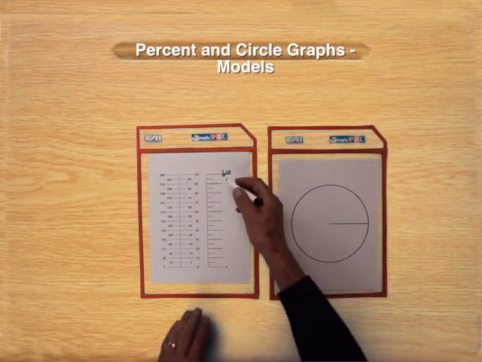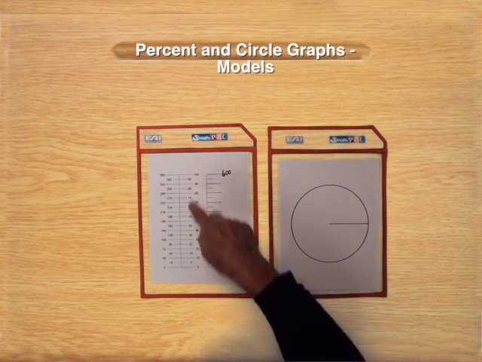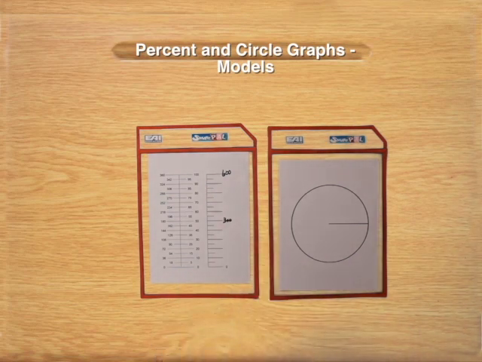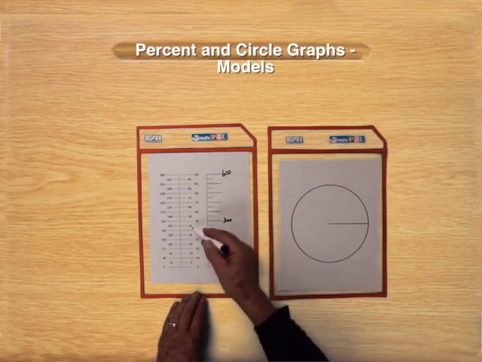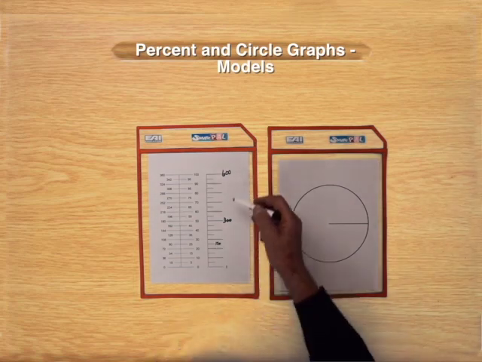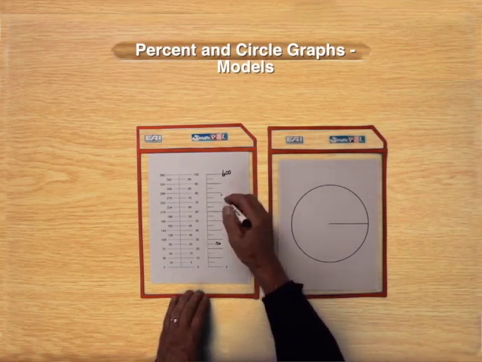Well, between 0 and 600 is 300, and between 0 and 100 is 50. So the 300 will go opposite the 50. And this is basically what we did with our percent video in talking about the percent scale. Between 0 and 300 is 150, and that's going to go opposite the 25. Between 300 and 600 is 450, and that is going to go opposite the 75.